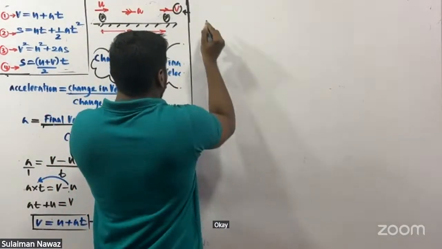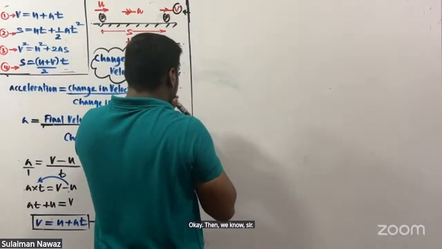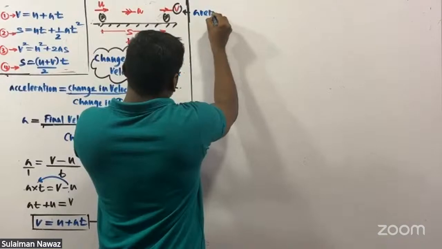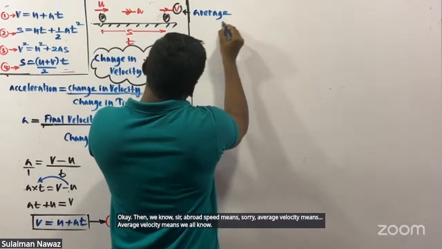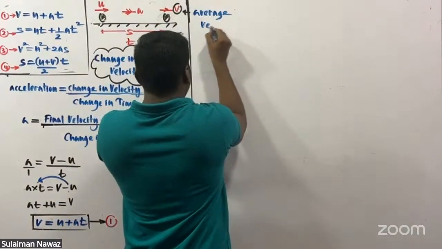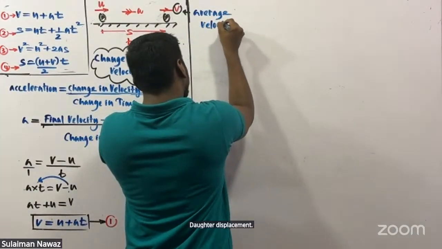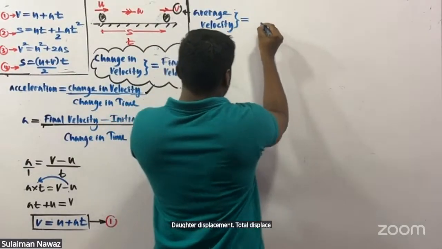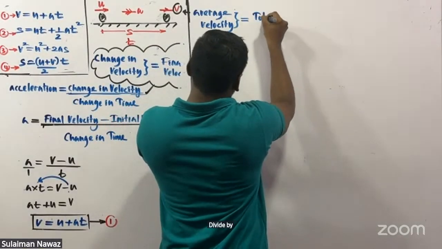Then we know average velocity means total displacement divided by total time.